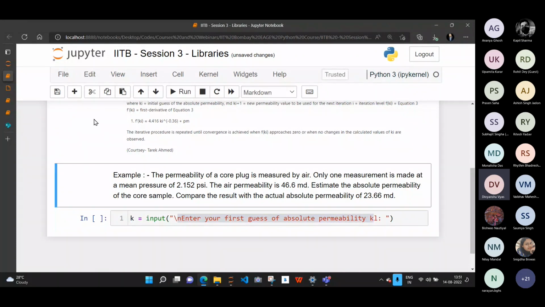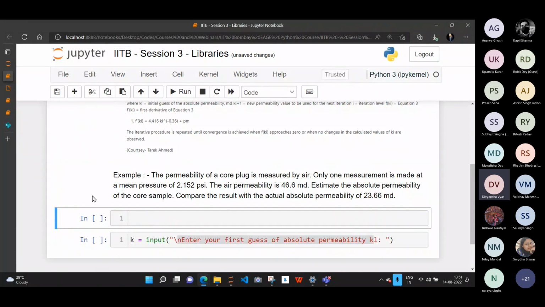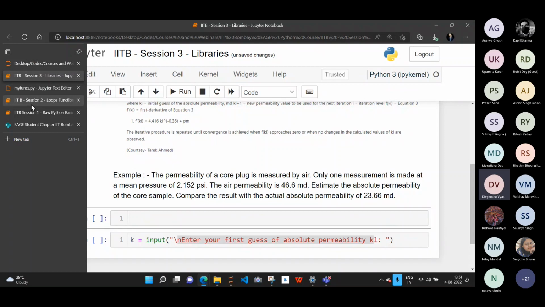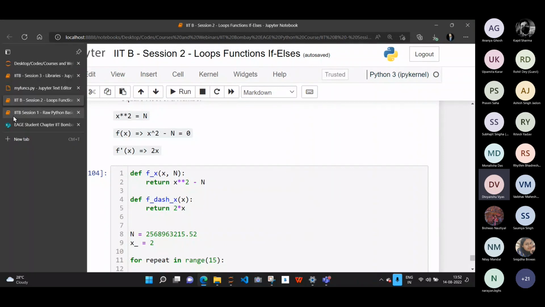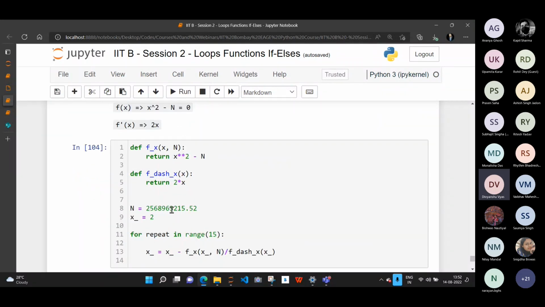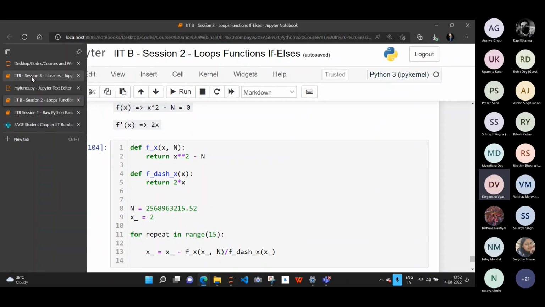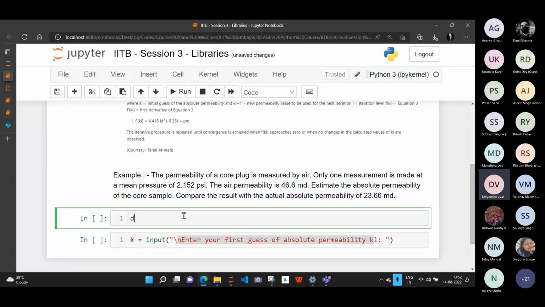Okay. But even before we do that, how about we first create, just like we did yesterday, two functions, f of x and f dash x. Let's create the same things for this case as well, so that the syntax looks more like a Newton-Raphson syntax. Okay, so let's create that. So def, this time it will be f of k, because we are now dealing with permeability. In f of k, we will need k values.